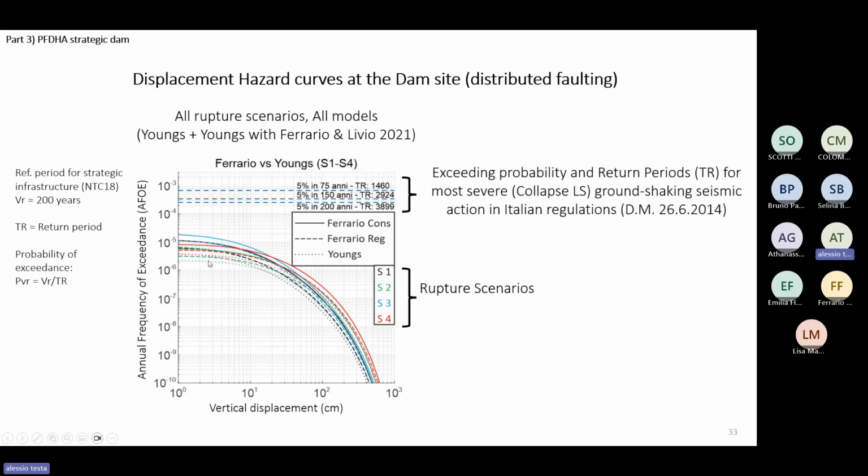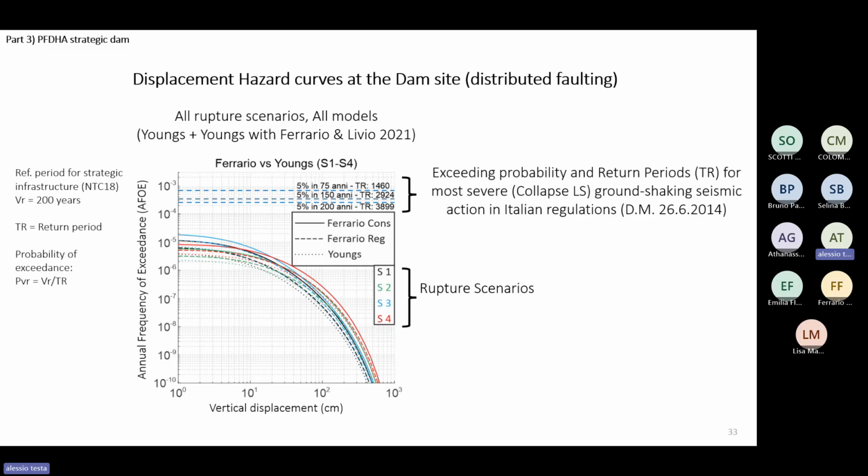Here you can see several hazard curves for the site of the Monte Toglio Dam, showing the annual frequencies of exceedance of a certain value of displacement. The different colors are the different rupture scenarios from black to red, and the different line patterns are the different equations that we used. So Youngs without any implementation, Youngs implemented with the Ferrario regular curve, and Youngs implemented with the Ferrario conservative curve. Ferrario and Livio, sorry.